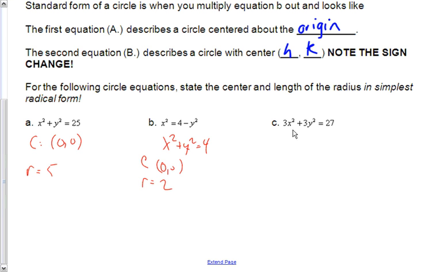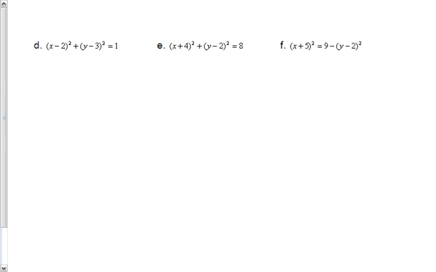Over here, it may have a 3 in front of it, but we can just take a 3 out of all of it, dividing by 3. And that's x squared plus y squared equals 9. Okay. Its center, again, is 0, 0, and its radius is the square root of 9, which is 3. Easy peasy.